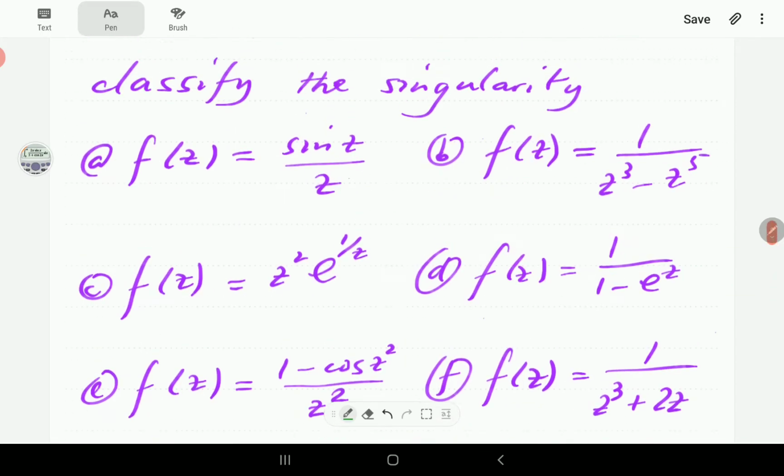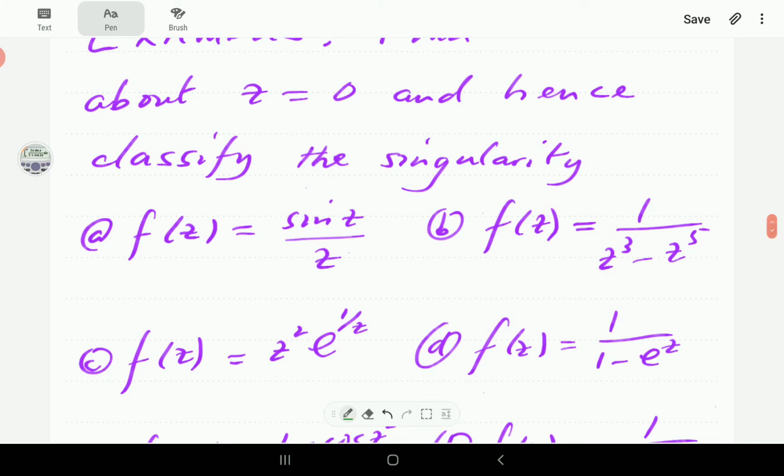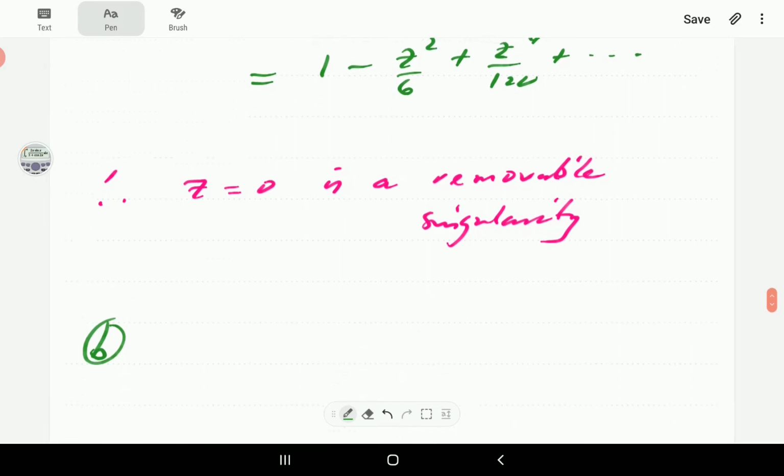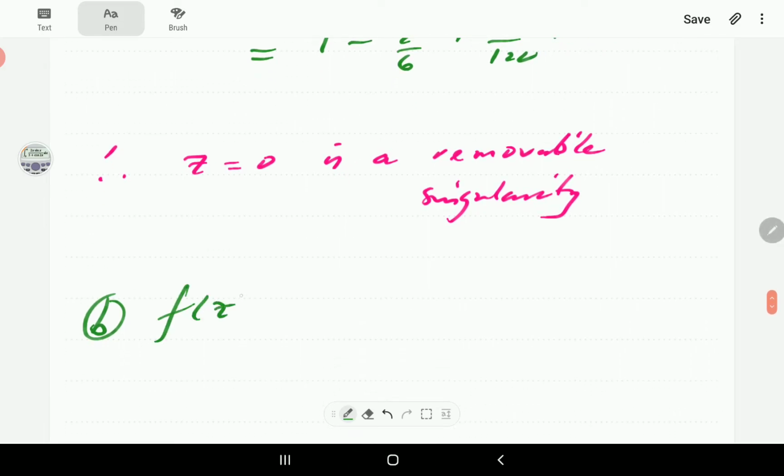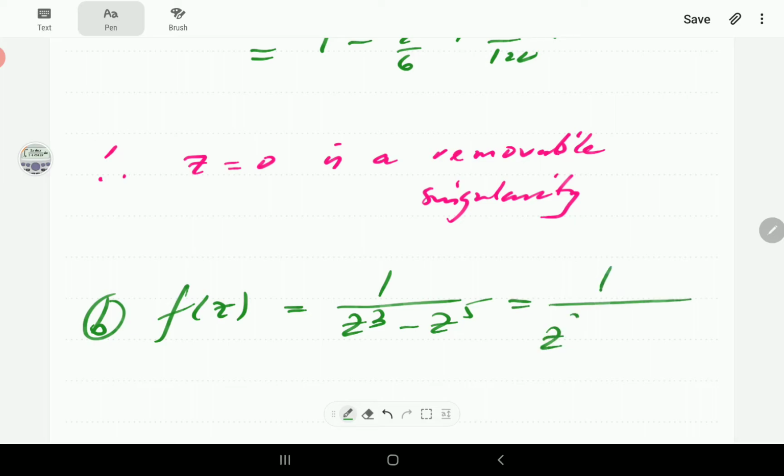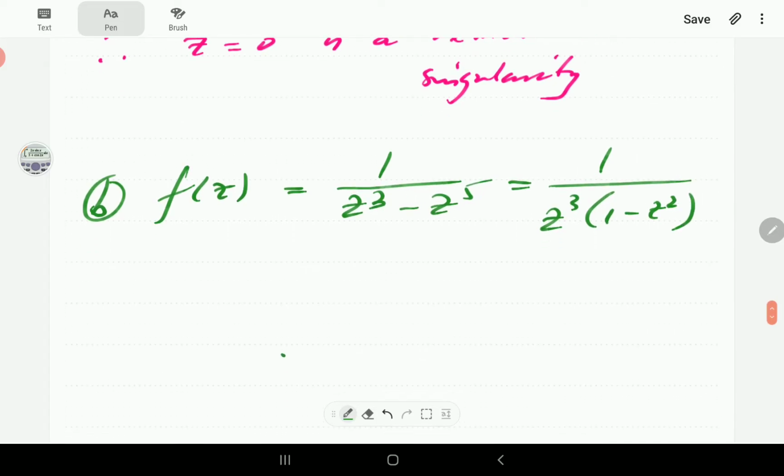Okay, in the second question, we've got 1 over z cubed minus z to the power 5. The first thing I want to do is factorize here. So we're going to have z cubed times 1 minus z squared. And then we're going to write this as 1 over z cubed times 1 over 1 minus z squared.